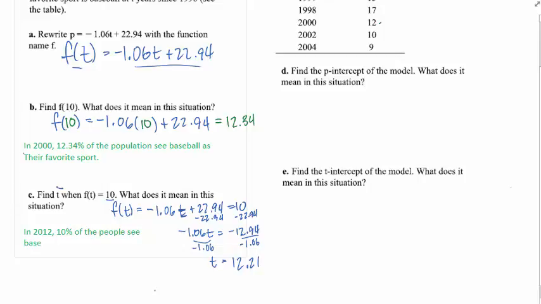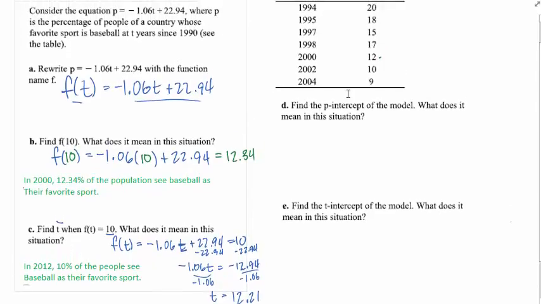So 10% of the people see baseball as their favorite sport. Okay, so that's the relationship. So the T is the years and the 10 is the percentage of the people. Alright, so let's look at the next problem. Find the p-intercept.